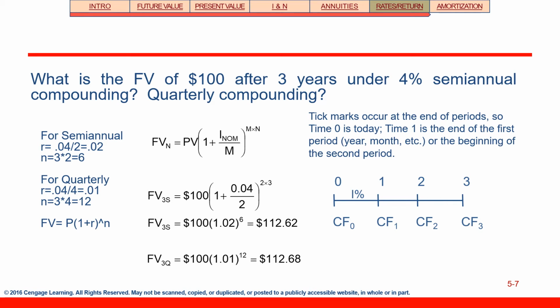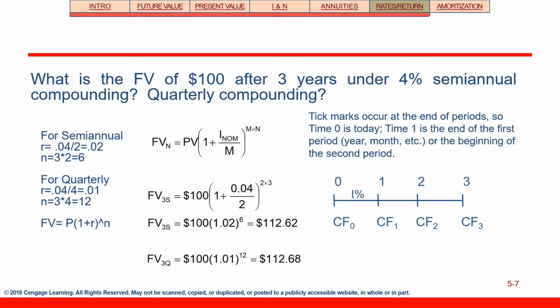Because it is semi-annual, we have two semi-annual periods in 1 year. So 3 times 2 is equal to 6. So our n is also 6. It changed. So if you have 4% semi-annual compounding, our future value is 112.62.